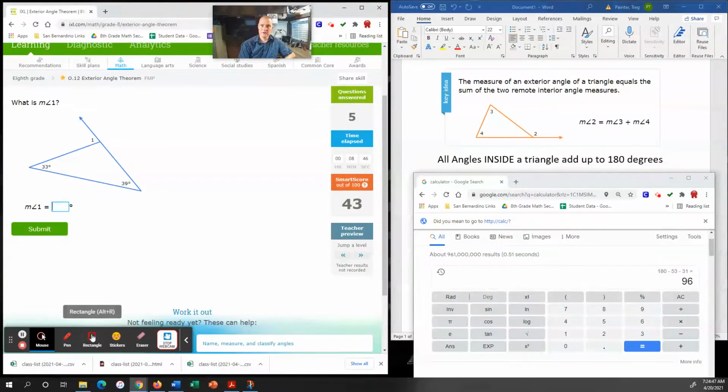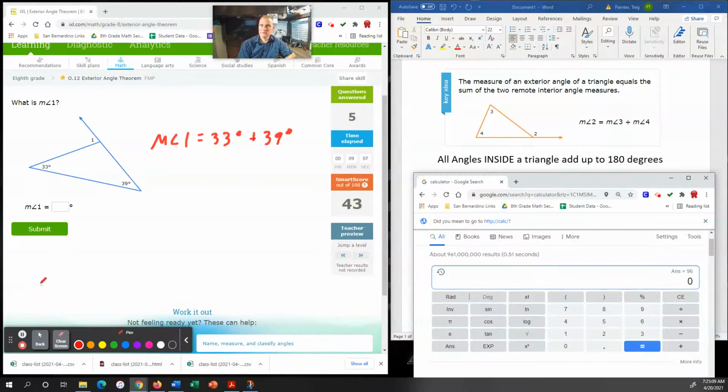Okay, we're at 43. So back to a normal problem. We got the measure of angle 1, which is on the exterior angle of the triangle. And we got 33 and 39. So in this one here, we can take the measure of angle 1 equals 33 degrees plus 39 degrees.